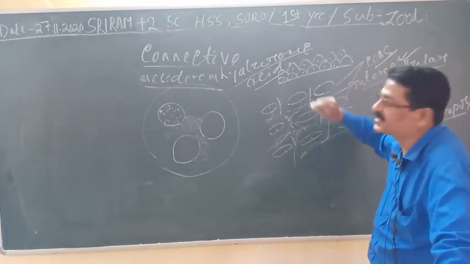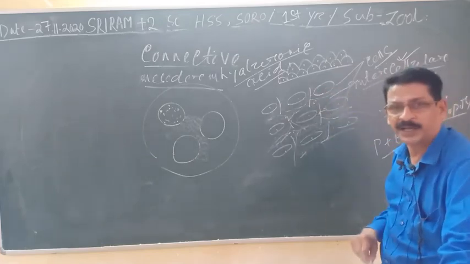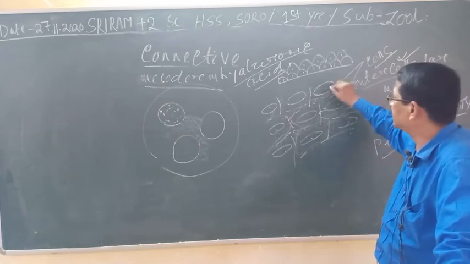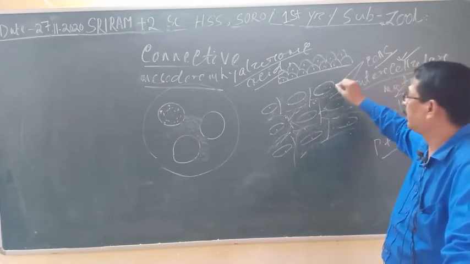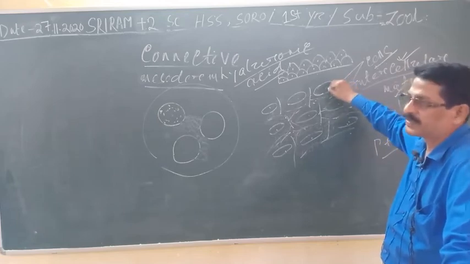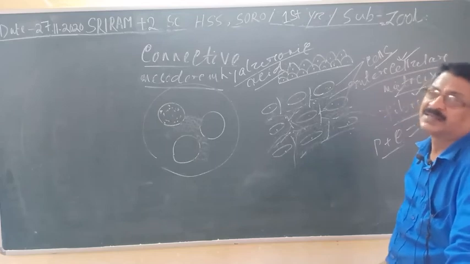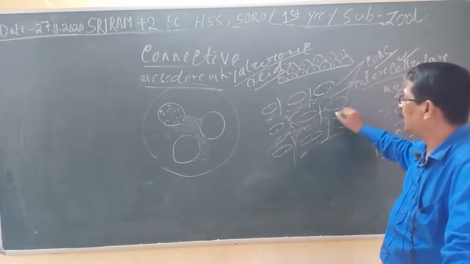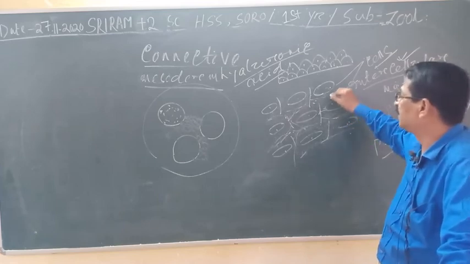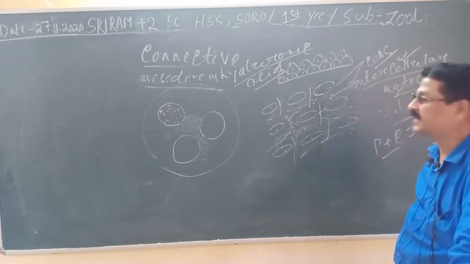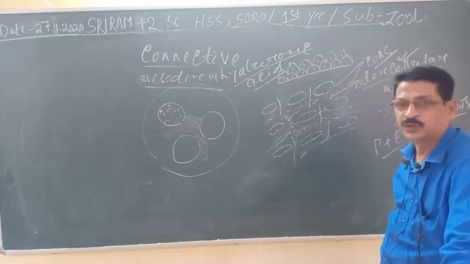The matrix contains the fiber. If anyone asks you what the constituents of the connective tissue are, you will say: cell, matrix and fiber. Matrix and fibers are synthesized from the cells. The matrix helps in the interchange of substances, and the fibers give elasticity and strength to the connective tissue or to the body.